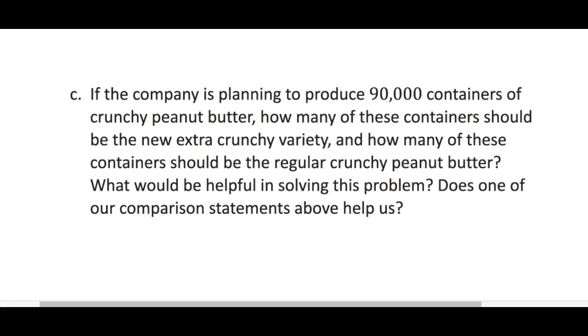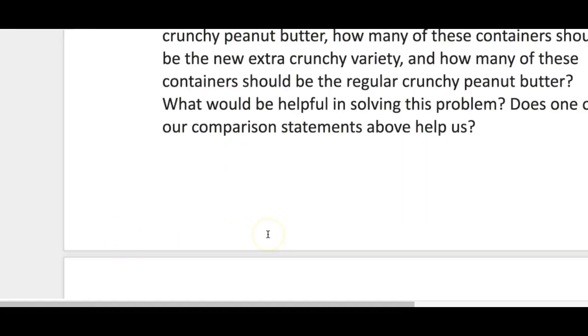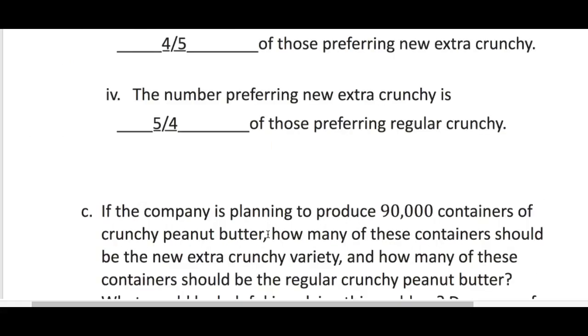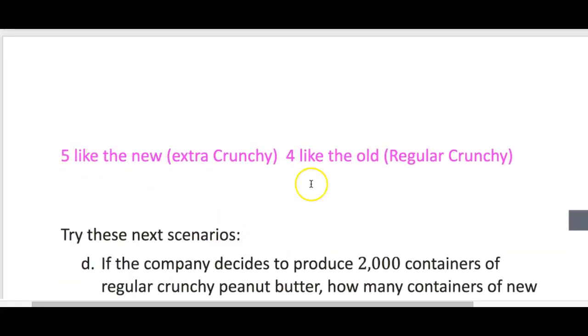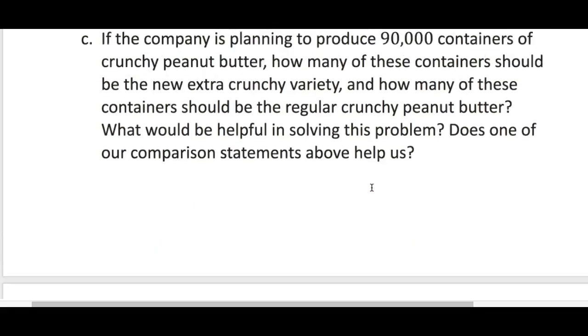Well, we have to look at this whole problem again. And remember that we're talking about these numbers, and let's look at these numbers here. That 5 like the new and 4 like the old, and there were 9 people, 5 out of every 9 people were the ones that like the new, and 4 out of every 9 people like the old. So we have to just keep that in mind, okay?